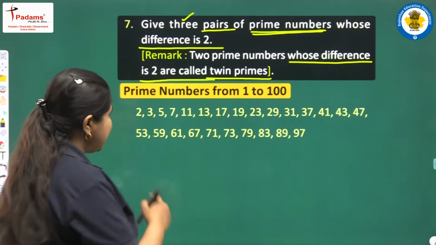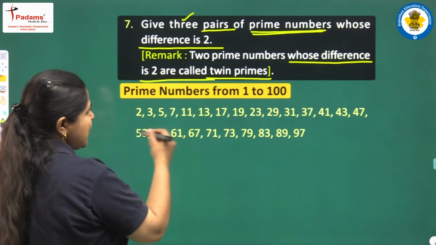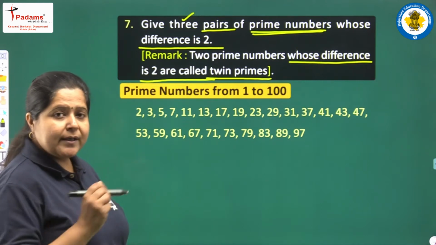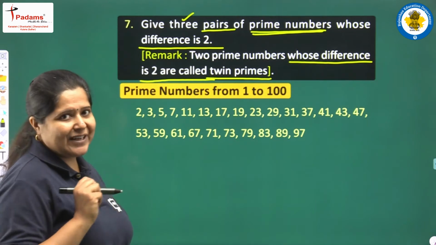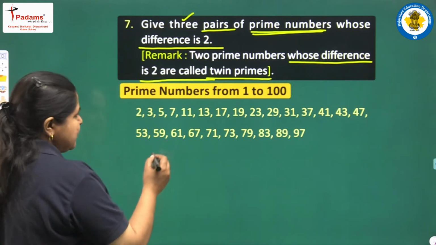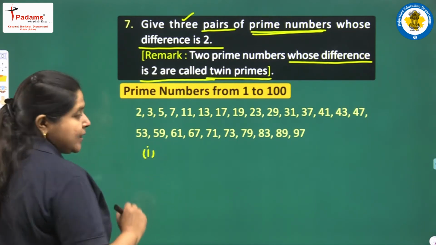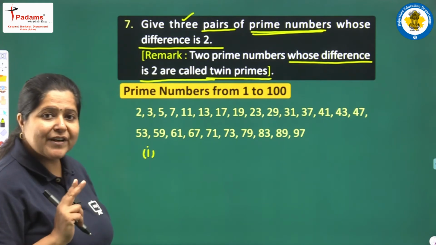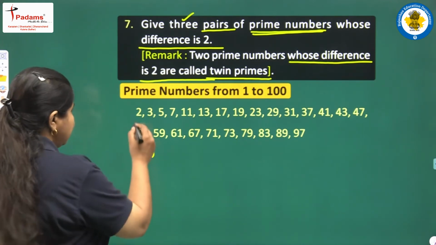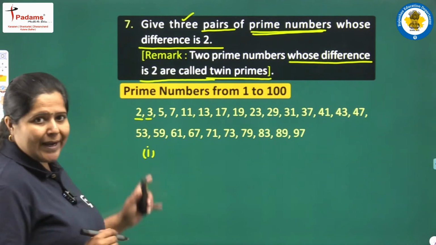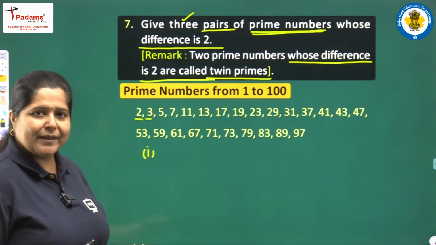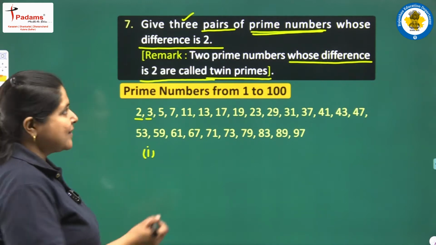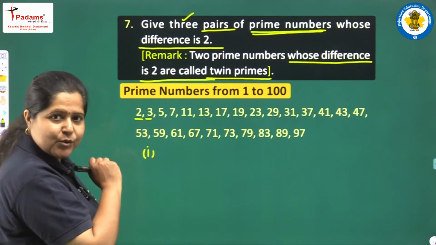Okay. So we have these prime numbers from 1 to 100 with us and you should all learn these prime numbers. At least till 20 you should learn them very well. Now we will look out for 2 prime numbers whose difference is 2. So we take up the first 2 numbers 2 and 3. What is their difference? Clearly 3 minus 2 is 1. So this is not satisfying our condition. So we will not take these 2 numbers.